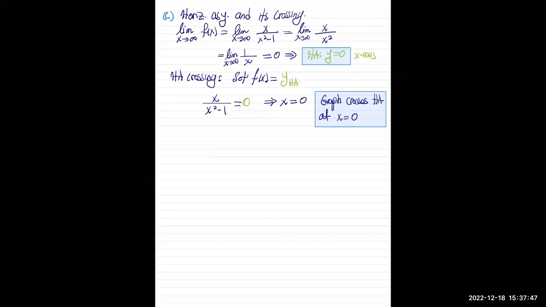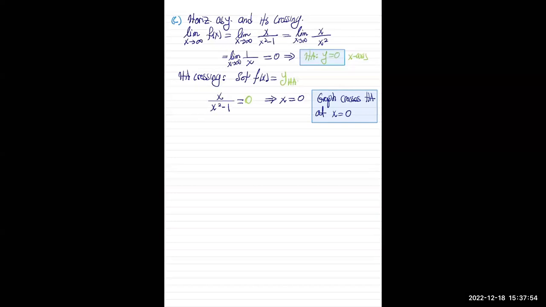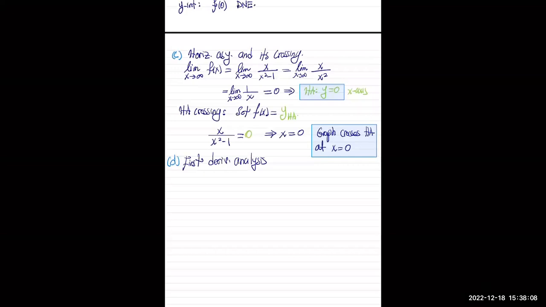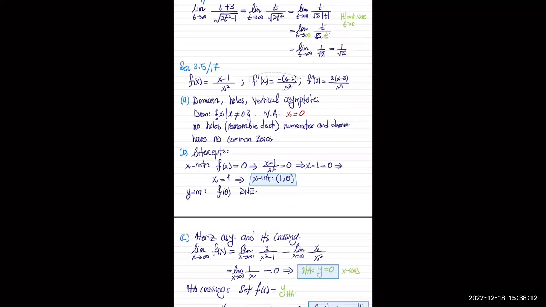All right, so that's all the algebraic analysis. Let's do the derivative analyses. That would be the first derivative. Let me just copy down the first derivative one more time. F prime is negative x minus 2 over x cubed.